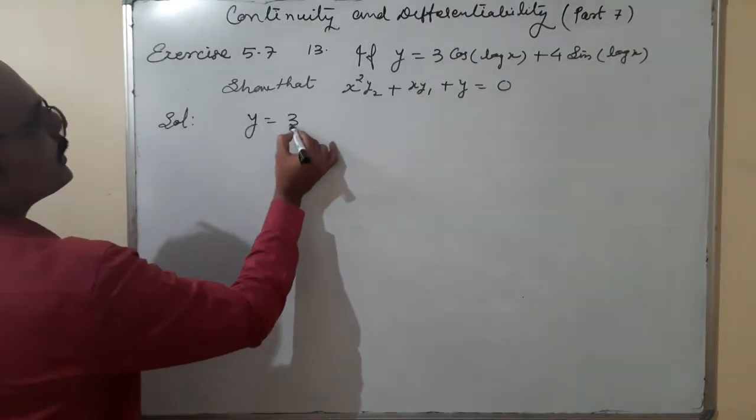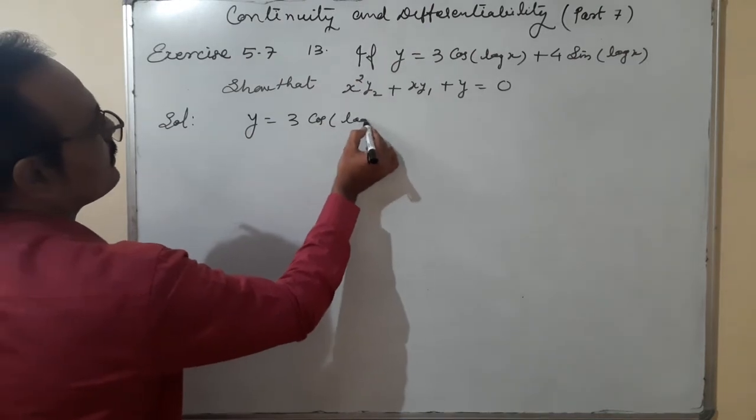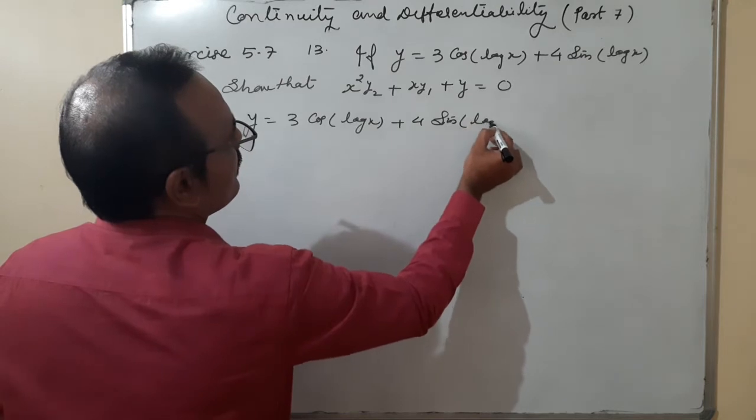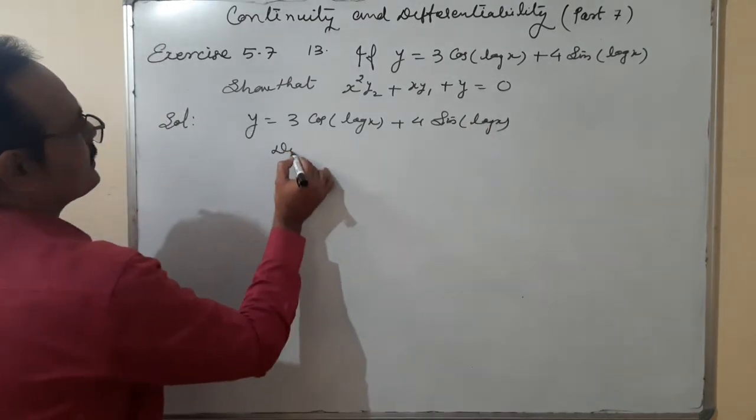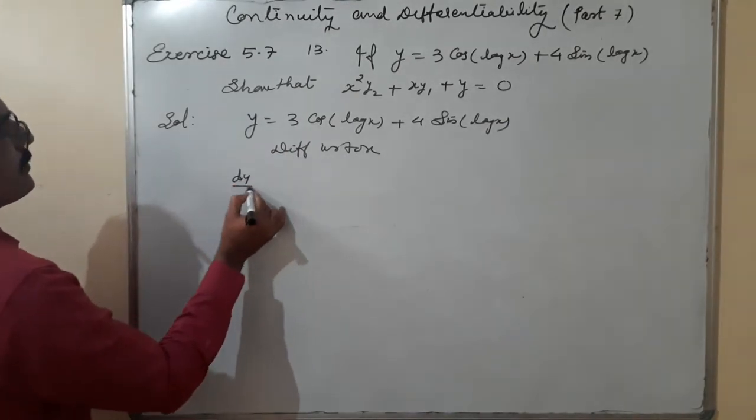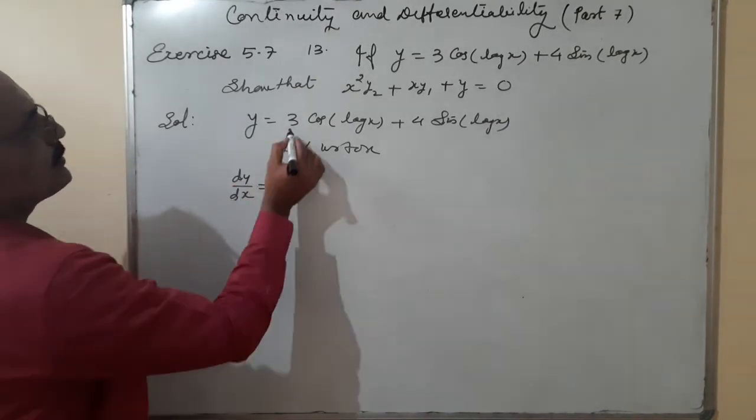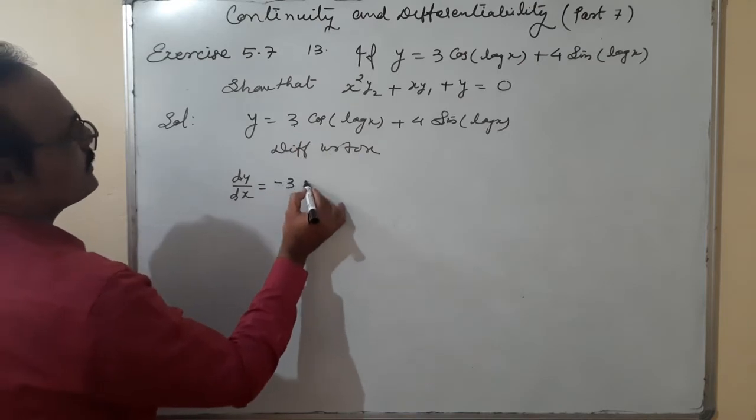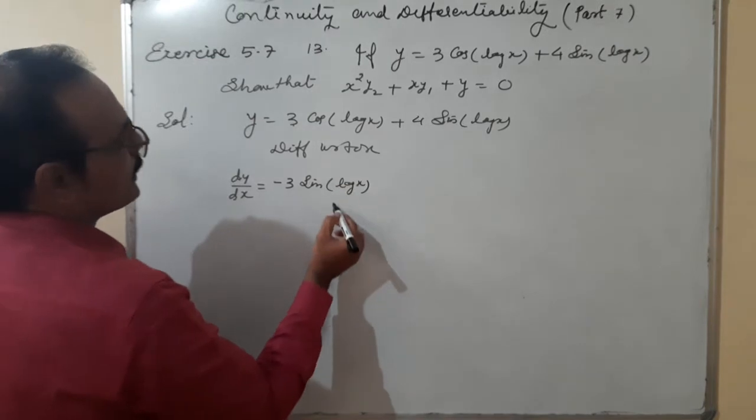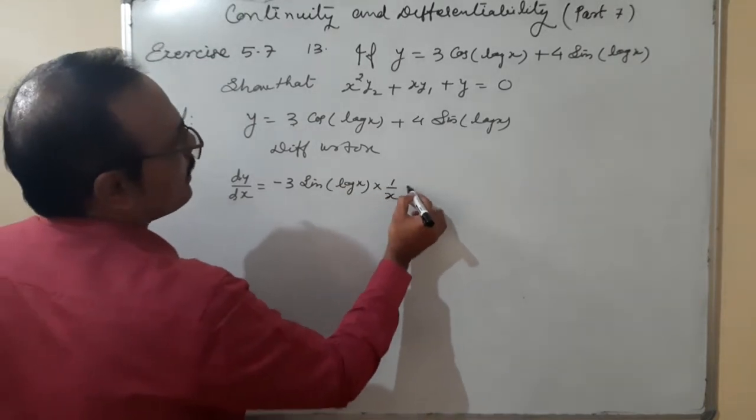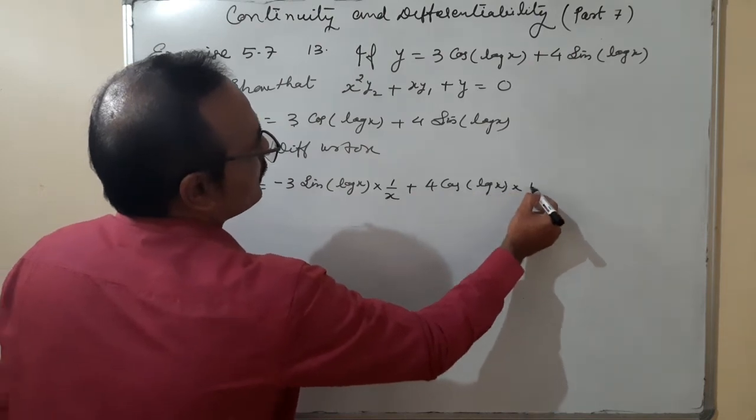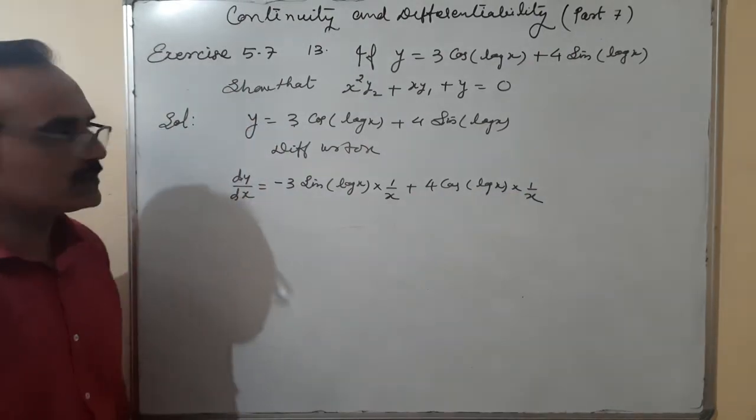y is equal to 3 cos log x plus 4 sin log x. Differentiate with respect to x. dy by dx is equal to 3 minus sin log x, and again differentiation of log x is 1 upon x, plus 4 cos log x, and differentiation of log x is 1 upon x.